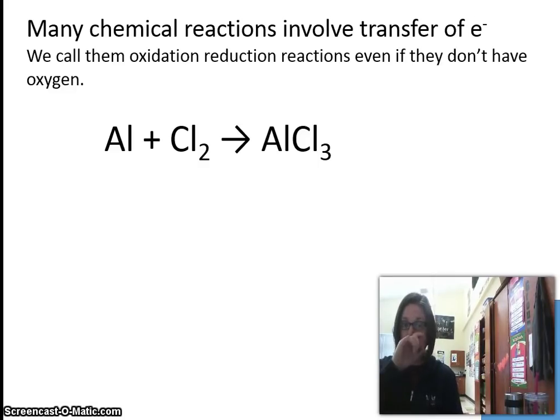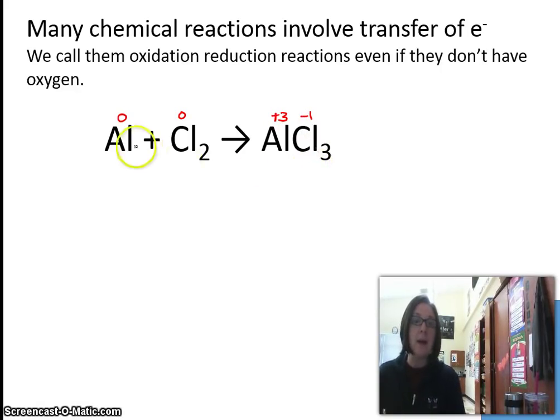So if you take a look at the reaction on the screen, we have aluminum metal, which in the beginning has all of its own electrons. It's just an atom, so it's neutral. Chlorine, even though it's a diatomic element, those are covalently bonded, so they each still have their own electrons, and they are also neutral. But in the products, we have an ionic compound. We have aluminum, which becomes +3, and then chlorine, which becomes -1, and that's why there are 3 of them.